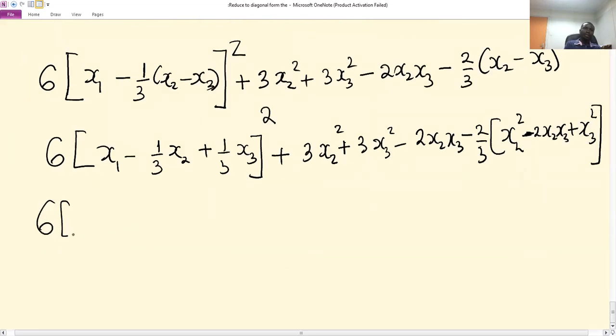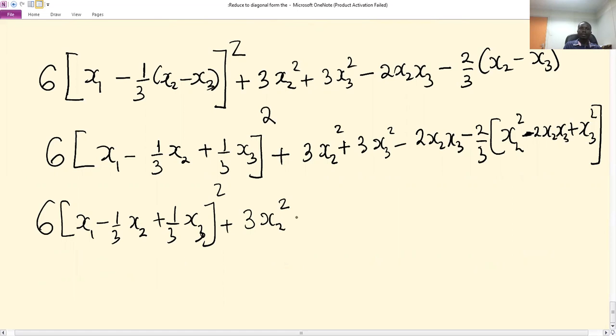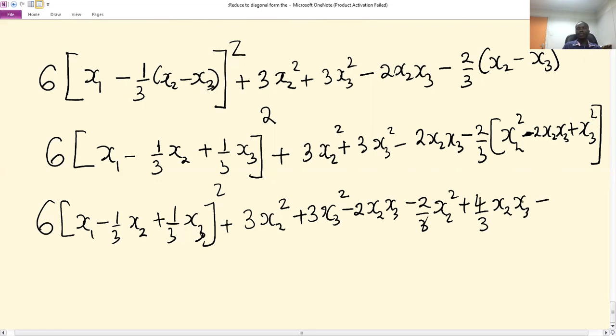So we'll have 6(x1 - 1/3 x2 + 1/3 x3)^2 + 3x2^2 + 3x3^2 - 2x2x3, now minus 2/3 x2^2, minus is plus 4/3 x2x3, and then minus 2/3 x3^2.